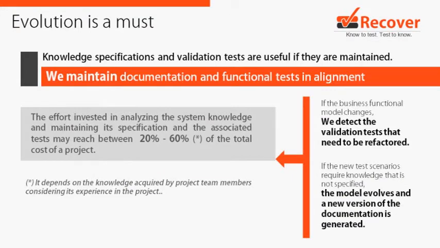Okay, so as we test, we are also recovering a knowledge specification that may then be used for more iterations in testing, for regression testing, and for maintenance, for evolving the system, for example. But evolution is a must. So the second important part is that we need to maintain this documentation.